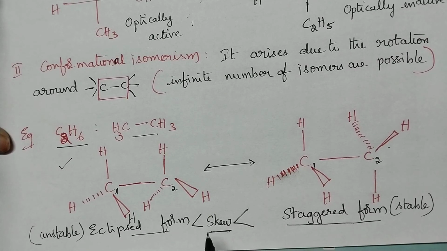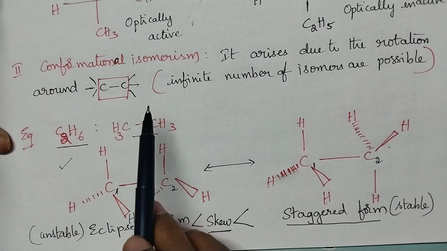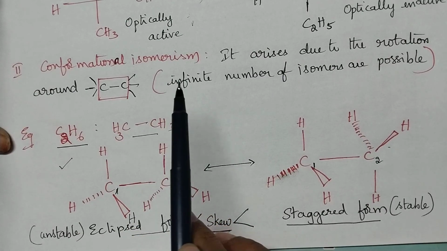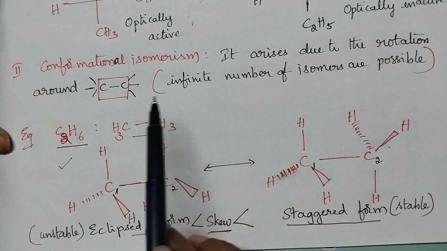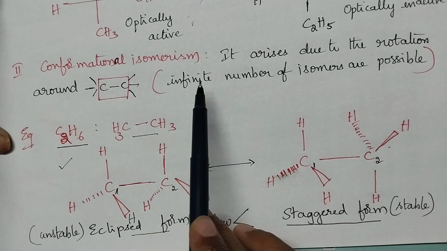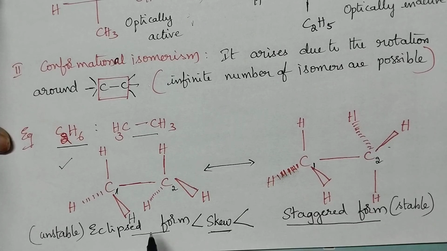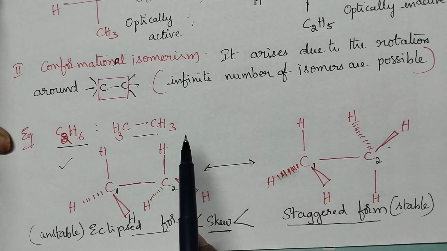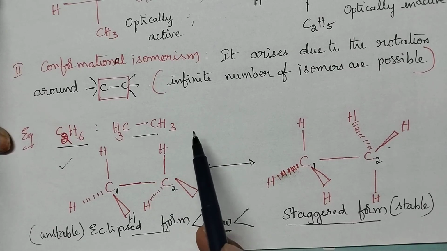The stability of skew isomers is in between the eclipsed form and the staggered form. Is it clear about conformational isomerism? How does it arise? Due to rotation around the C single bond C, conformational isomerism arises. The eclipsed form is the less stable form, whereas the staggered form is the most stable form. In between, a number of isomers arise, called skew forms. Is it clear about conformational isomerism and also about isomerism, students?